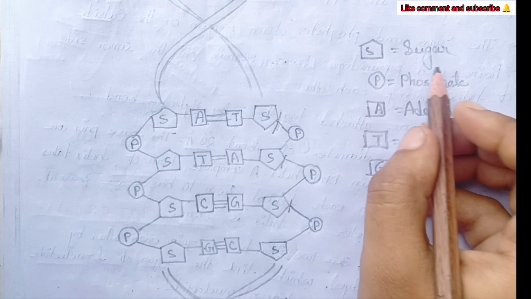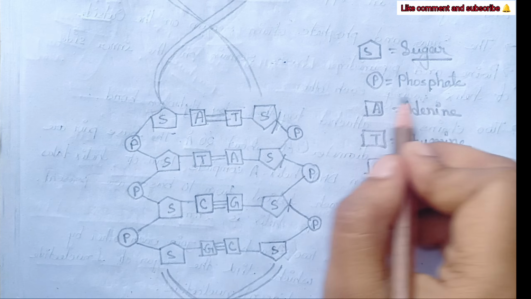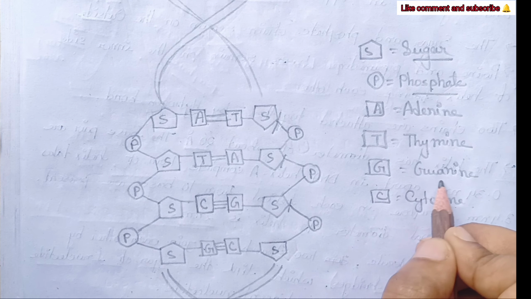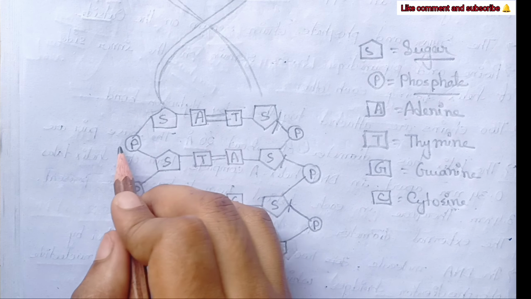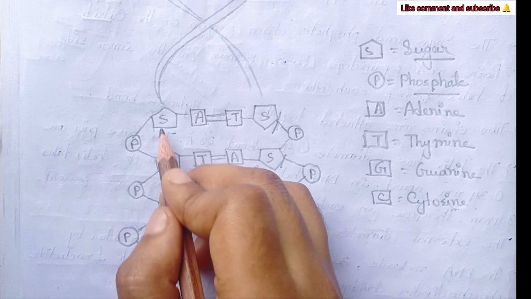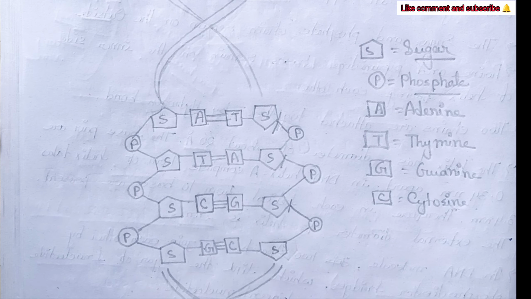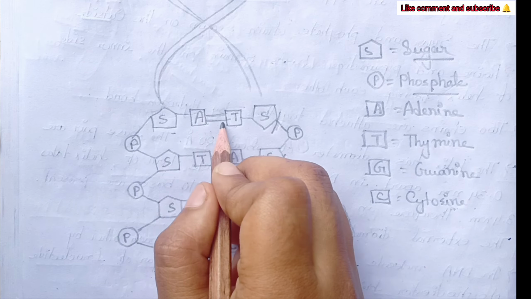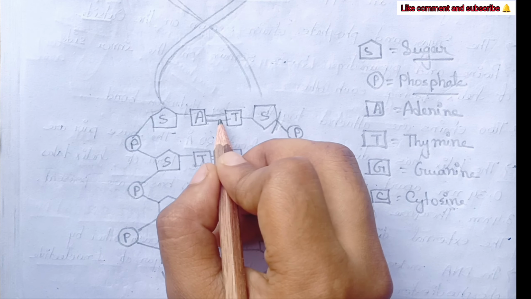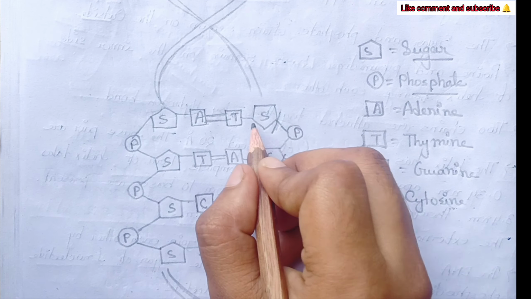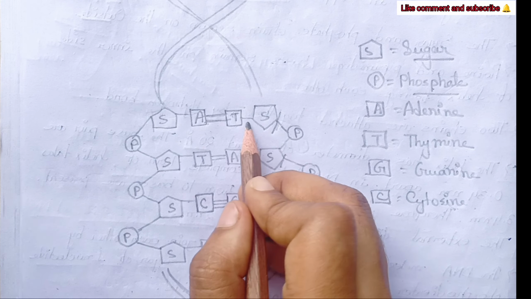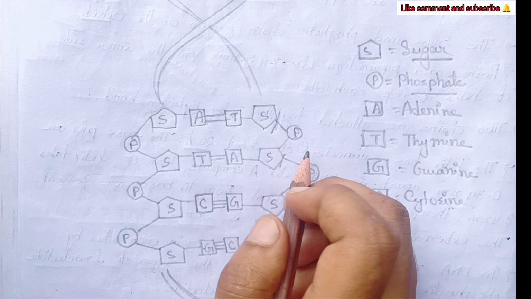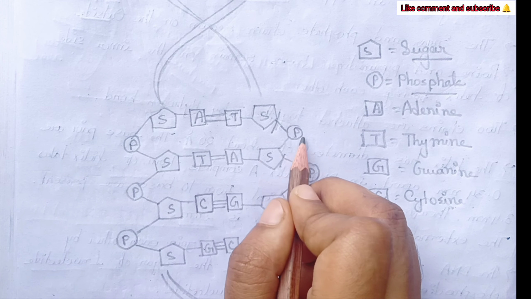So this is a sugar molecule, this is a sugar molecule, and this is a phosphate group. A for adenine, T for thymine, G for guanine, C for cytosine. You can see that one phosphate group is attached to another sugar molecule, one sugar molecule to another sugar molecule, and between the structure adenine can form a double bond with thymine. In the same way, on the other side there are sugar molecules and phosphate groups, and one sugar molecule is attached to another sugar molecule by a phosphate group.